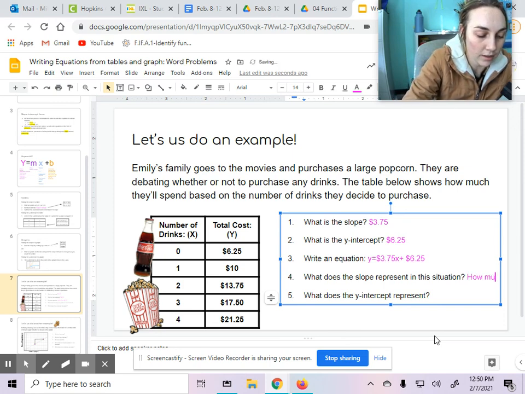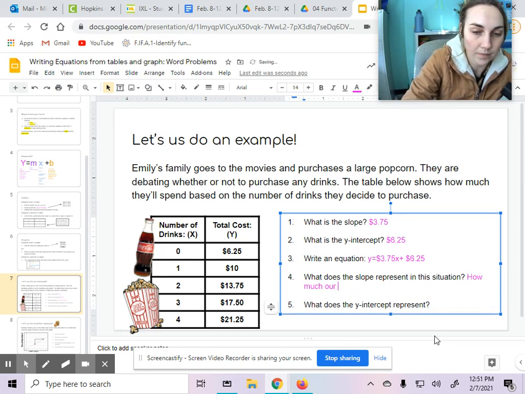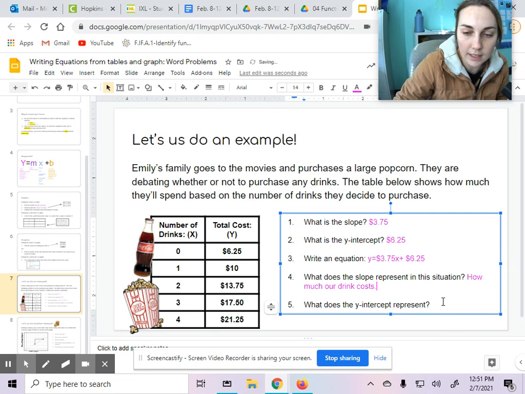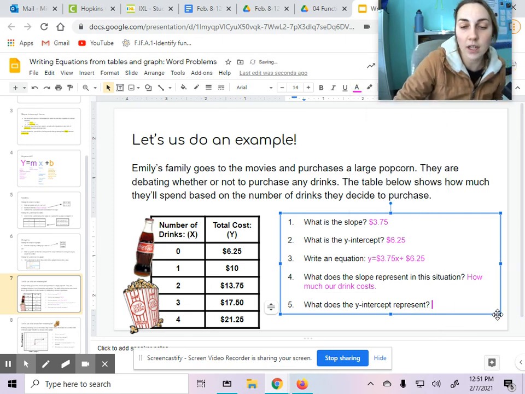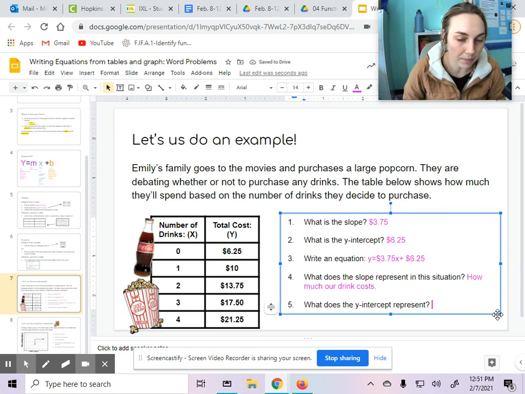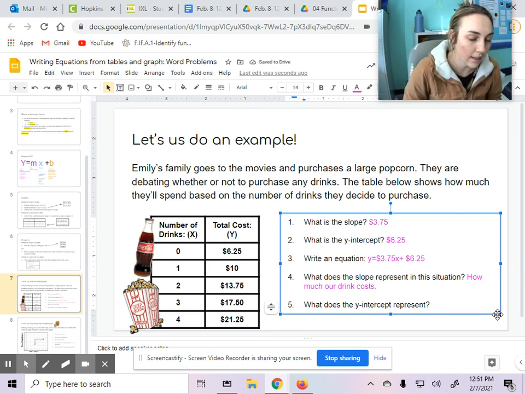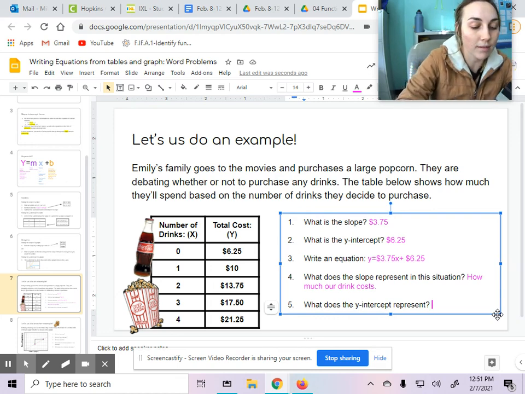How much our drink costs. All right. So that's going to be our slope in the situation. And the last question here says, what does the y-intercept represent? Well, we already talked about this. Our y-intercept is how much money they already put down on the table, how much they've already spent. In this particular case, they already spent $6.25, and they spend that money on the popcorn.